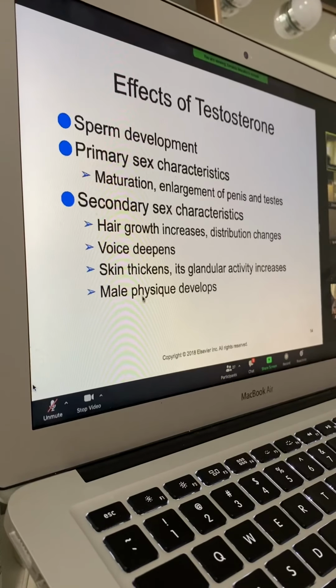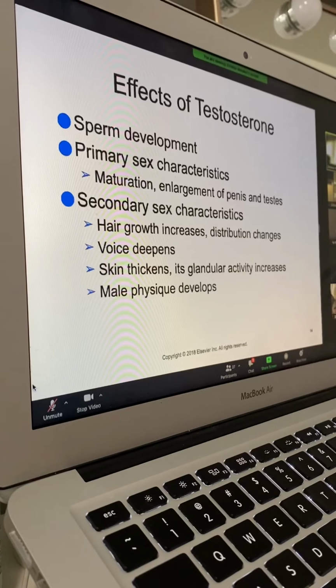Enlargement of the penis, enlargement of the testes, increase and distribution of hair, changes in the voice, and you can see that the skin of the male is thicker compared to the female. Glandular activity increases and male physique develops. Glandular activity, like the development of your seminiferous tubules, development of increased secretions of testosterone.